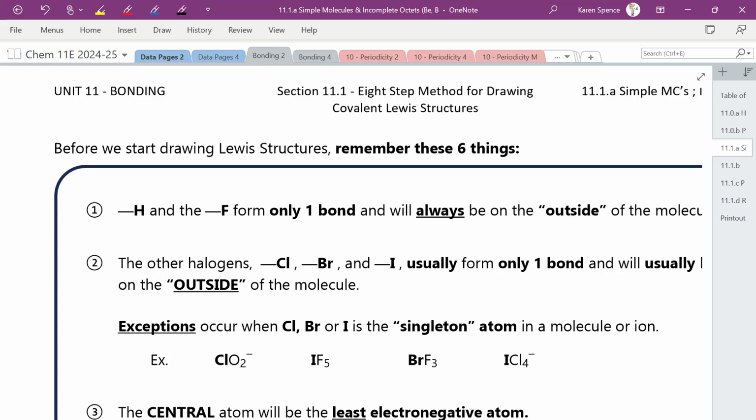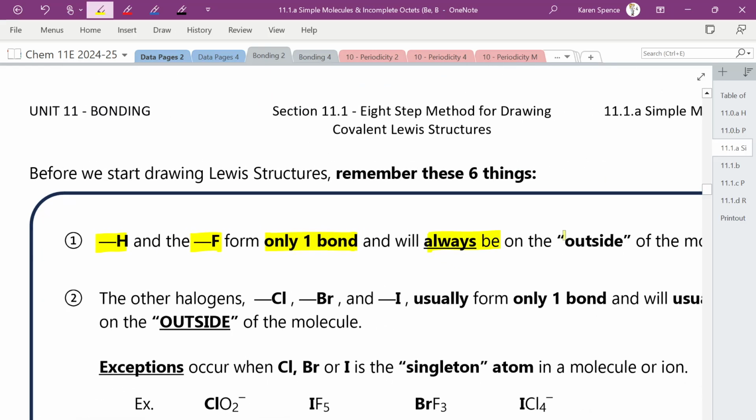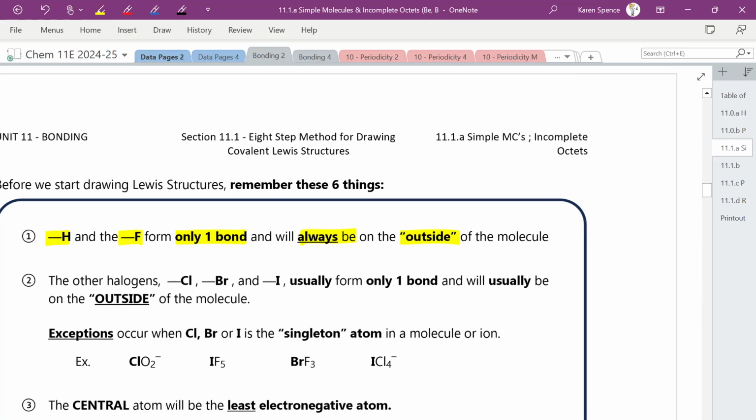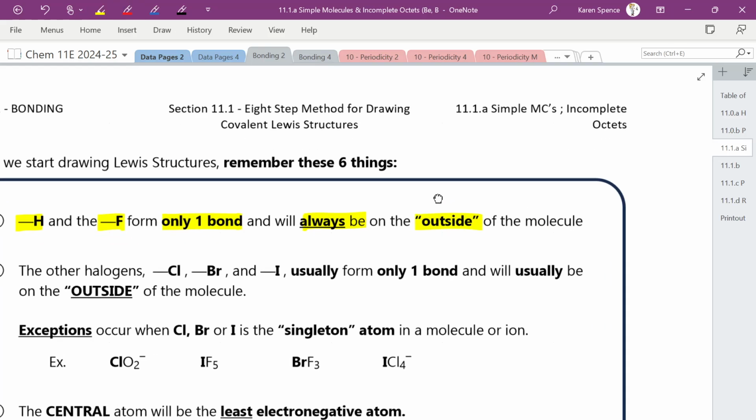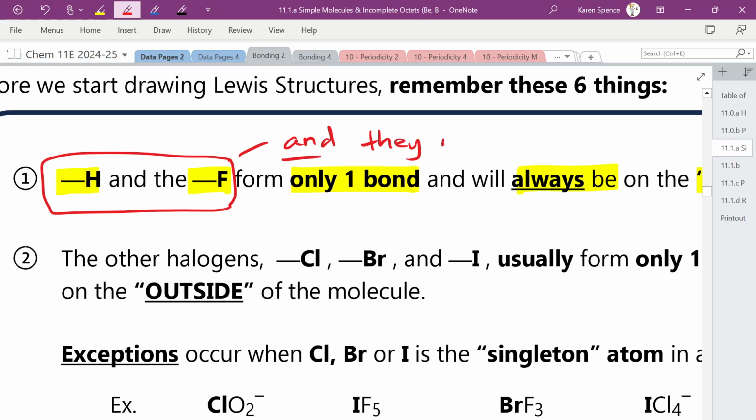Before we start drawing Lewis structures, remember these 6 things. Hydrogen and fluorine form only 1 bond. This is always. They will always be on the outside, and they will never double bond. So hydrogen and fluorine, they're always on the outside, and they never double bond.